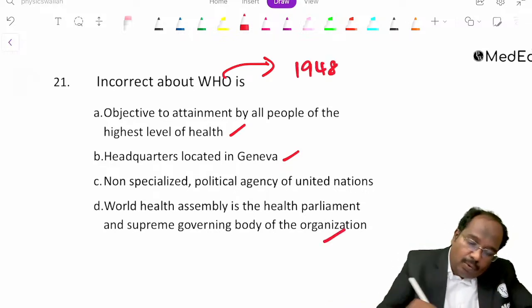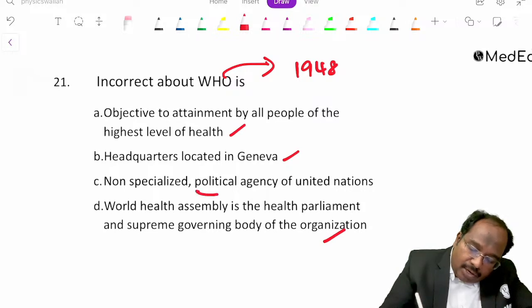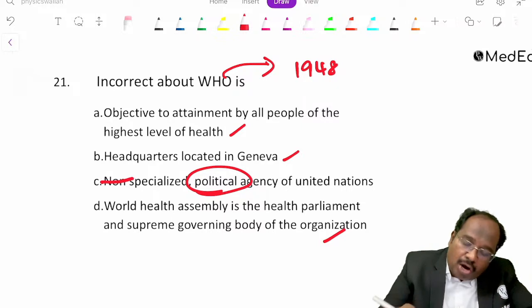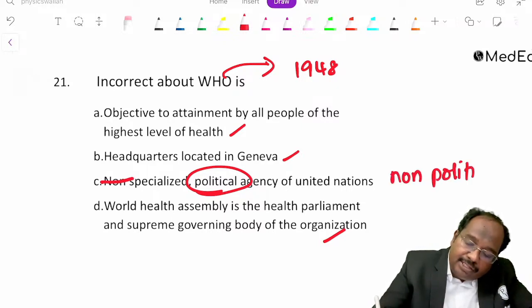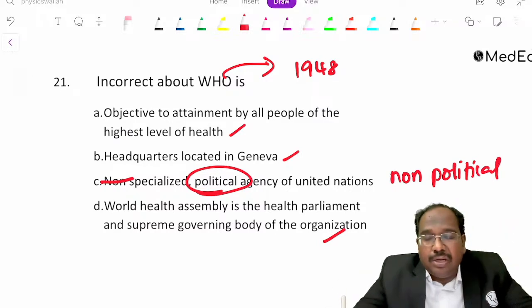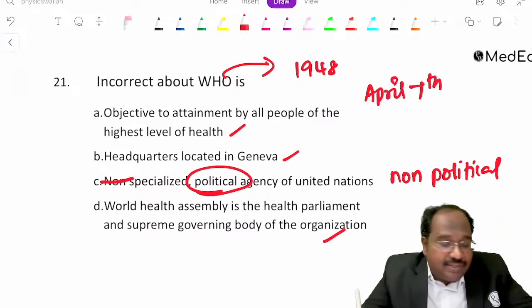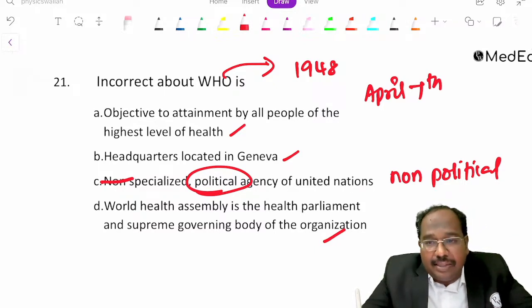This is also right. What is wrong here is that it is not a political agency. It is a specialized non-political agency of the United Nations. It came into force in 1948 on April 7th. So this day we celebrate as the World Health Day.